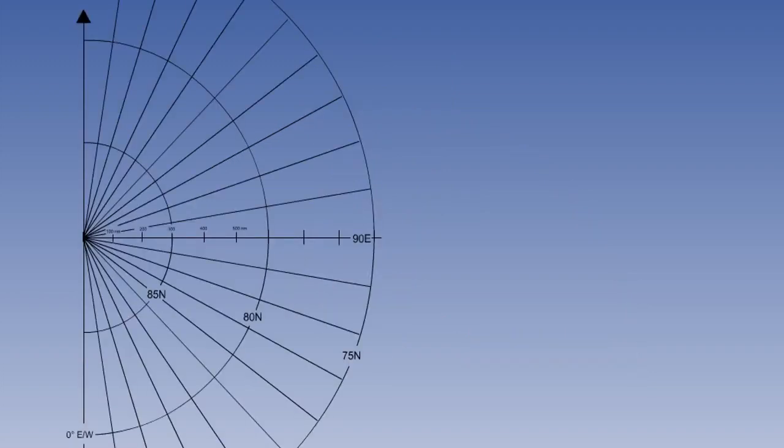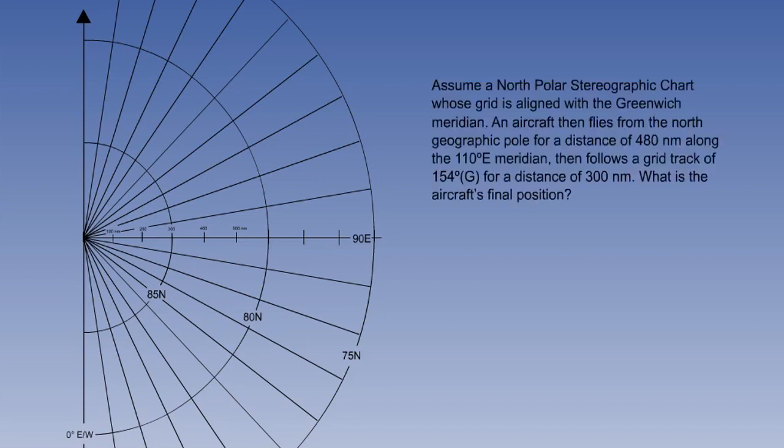Some questions may provide you with a grid chart as an annex. In this case, you may be expected to solve them by plotting, not calculation. Here is an example. Assume a North Polar stereographic chart whose grid is aligned with the Greenwich meridian. An aircraft then flies from the North Geographic Pole for a distance of 480 nautical miles along the 110 degrees east meridian, then follows a grid track of 154 degrees for a distance of 300 nautical miles. What is the aircraft's final position?